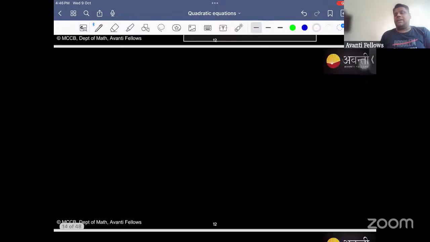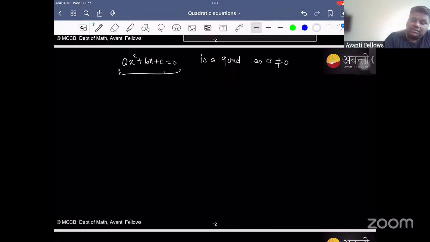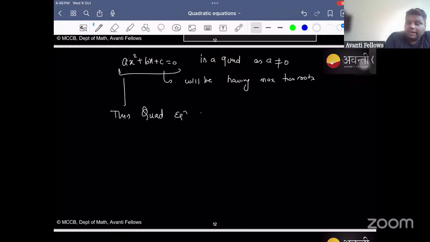Now see, a quadratic is having two roots. And it is a quadratic because coefficient of x square is non-zero. So a x square plus b x plus c equal to 0 is a quadratic as a is not equal to 0. So this will be having maximum two roots. Sometimes they may say this quadratic equation is having infinite number of roots.